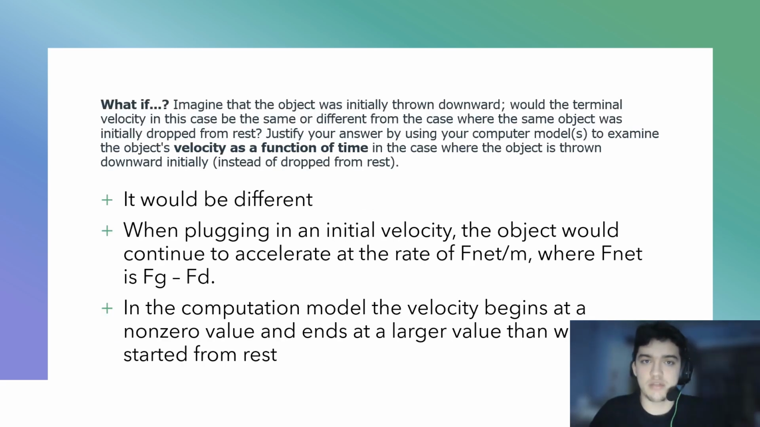If the object was initially thrown downward instead of being dropped, as it was in the experiment, the terminal velocity would be different. When plugging in an initial velocity, the object would continue to accelerate at the rate of the acceleration, which is modeled by the net force over mass, where the net force is the force of gravity minus the force drag. However, it would be starting at a higher velocity. And this is shown in the computational model. When the velocity begins at a non-zero value, in comparison to the velocity starting at 0, it ends at a larger terminal velocity than it started from when it would have been at rest.